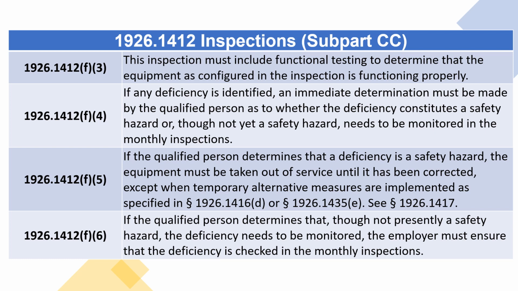1926.1412 F5. If the qualified person determines that a deficiency is a safety hazard, the equipment must be taken out of service until it has been corrected, except when temporary alternative measures are implemented as specified in Section 1926.1416 D or Section 1926.1435 E. See Section 1926.1417. 1926.1412 F6. If the qualified person determines that, though not presently a safety hazard, the deficiency needs to be monitored, the employer must ensure that the deficiency is checked in the monthly inspections.